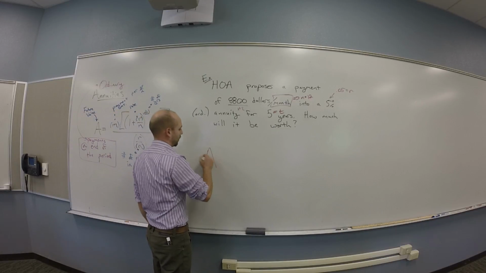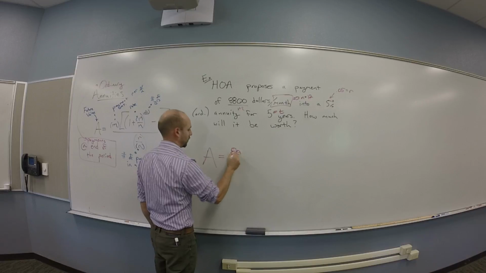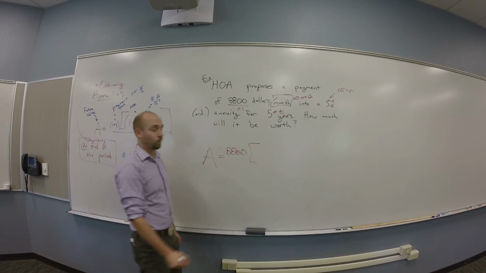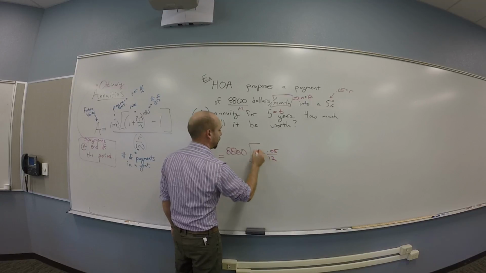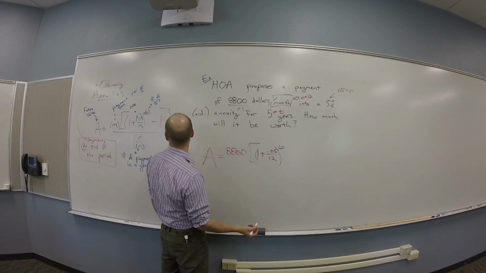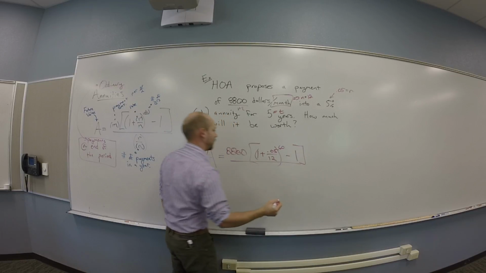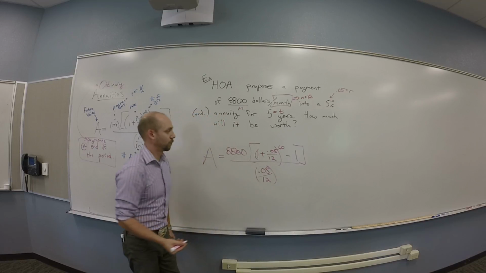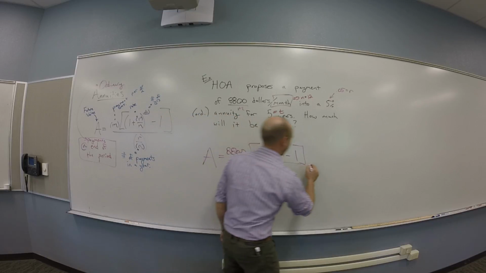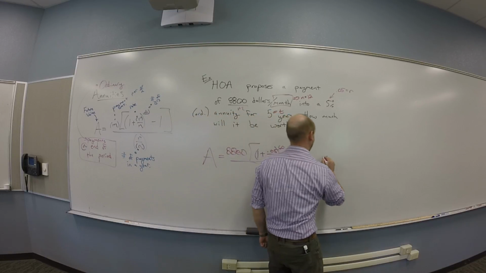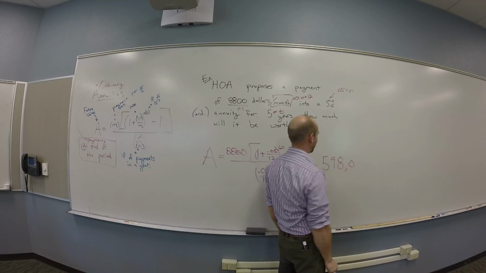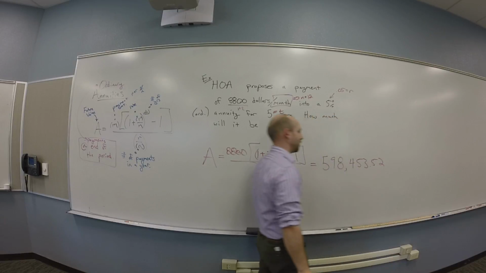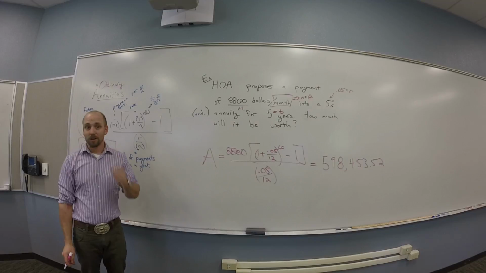So I get the amount is 8,800 times what? 1 plus 0.05 over 12, to the 60th, minus 1, over 0.05 divided by 12. Okay. What did you get out of this? A big number. Good. $598,453.53. I messed up and put just 60 cents.